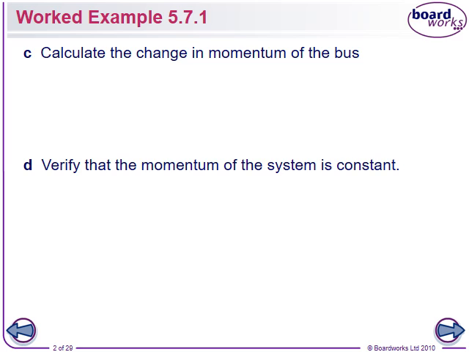Change in momentum of the bus. This should be nice and easy. So our change in momentum is going to be equal to our final minus our initial. So, our final momentum of our bus, now it was 5,000 kilograms, I think. 5,000 kilograms multiplied by its final velocity was 10 meters per second. So that's going to be its final momentum, minus its initial momentum, which was 40,000, wasn't it?